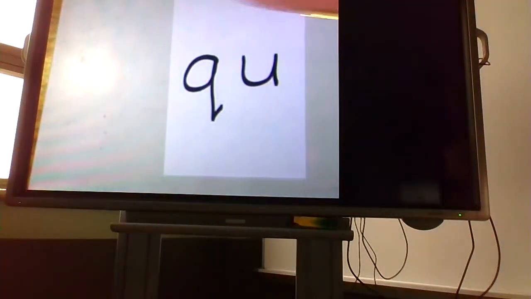So turn your paper over to the back side. We're practicing that Q-U sound, that qu. So each word probably has that qu in it. Here we go. Star one. Quiz. Qu-iz. Quiz.